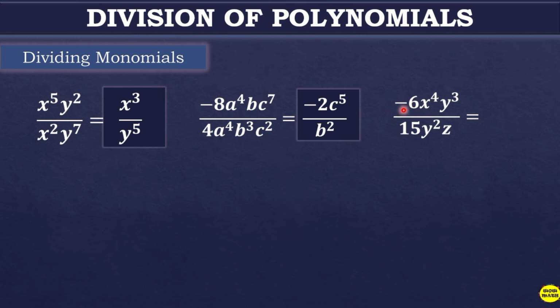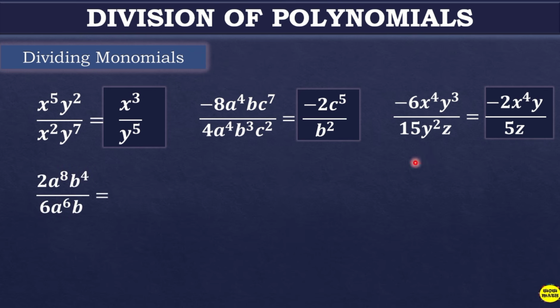So, therefore, negative 6 divide 3, that is negative 2. And then, 15 divide 3, that is 5. And then, for x raised to 4, wala tayong x na variable sa baba. So, as is, copy lang. For our y, 3 minus 2, that is 1 na lang. So, y na lang po yan. Sa taas kasi mas mataas si 3. And then, for our z, wala tayong z sa numerator. So, copy lang po. So, therefore, our final answer is negative 2 x raised to 4y divided by 5z.